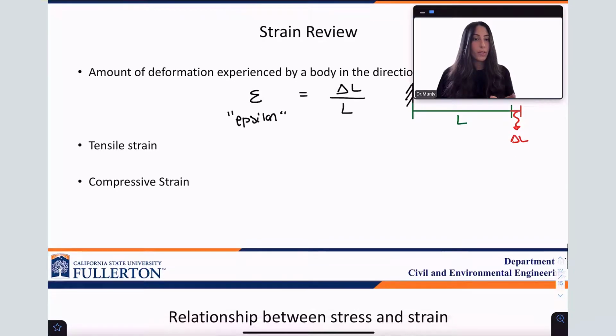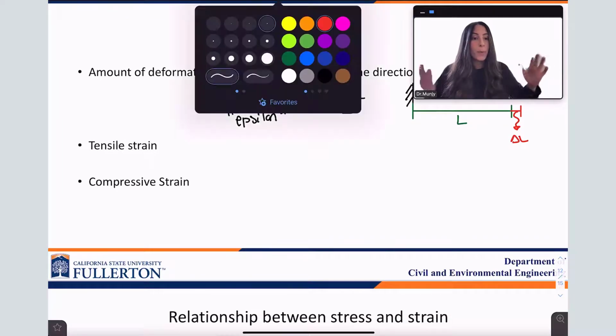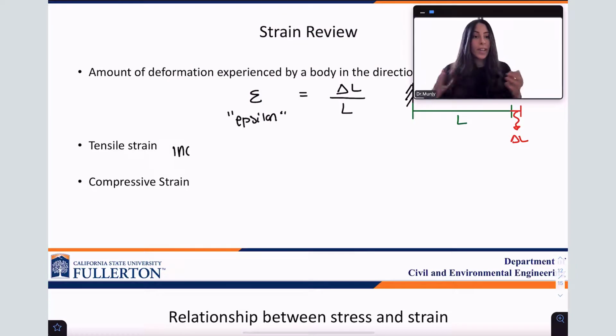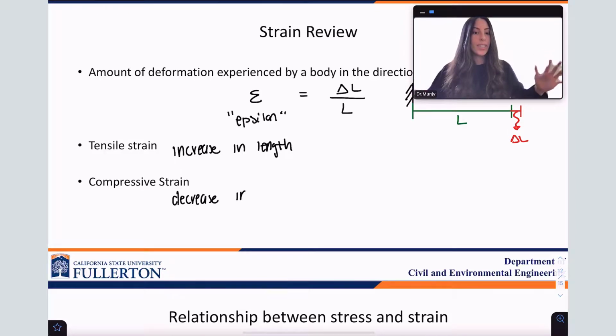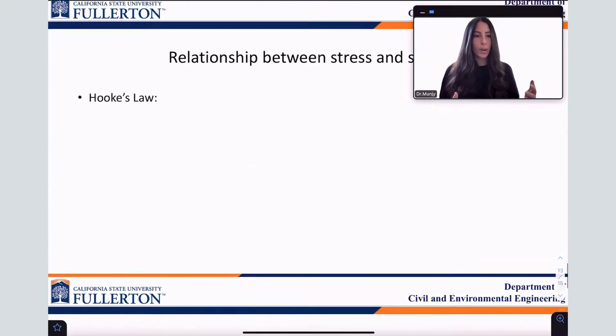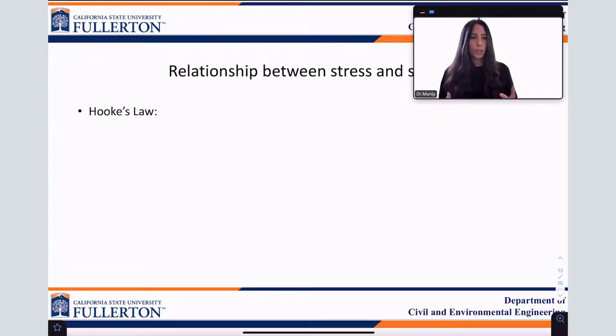How do we make this compressive strain? Instead of pulling on the element, we push on the element. Instead of it getting longer, it would get shorter. So tensile strain means we're pulling, it's an increase in length. Compressive strain means we're pushing, decrease in length. Okay, so both of these can be tensile or compressive depending on if you pull or you push.